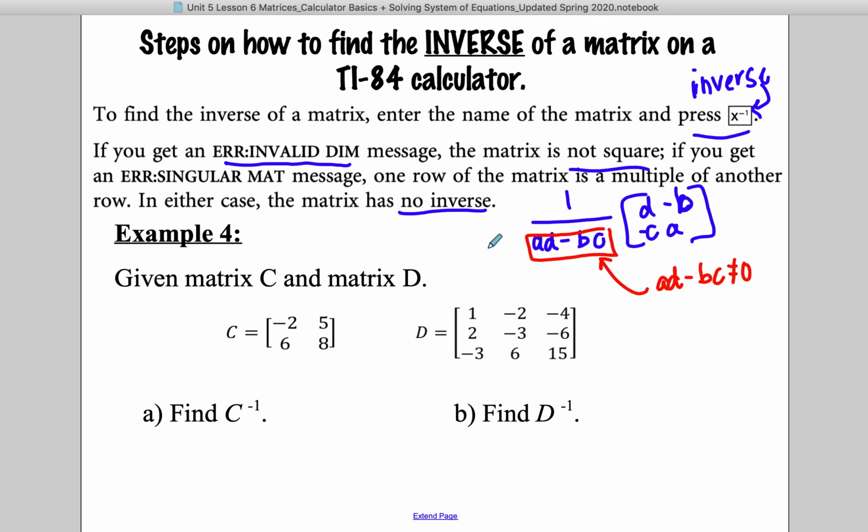Okay? So first thing you always check when you're finding an inverse, it's got to be a square matrix. If it is square, you can find the inverse. However, if you get another error, it means that the determinant was 0, so there is no inverse in that case. So let's go ahead and find C inverse.